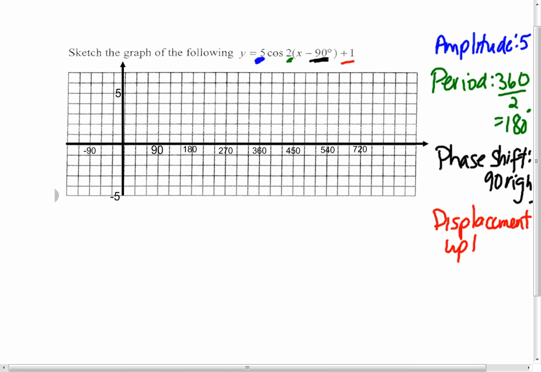Cos starts at a high, so it starts at 1 and goes through 0, low, 0, high again. So 1 is our starting point, 0, low, 0, high point, and so on it goes. There's our cos curve. And backwards, y equals cos x.